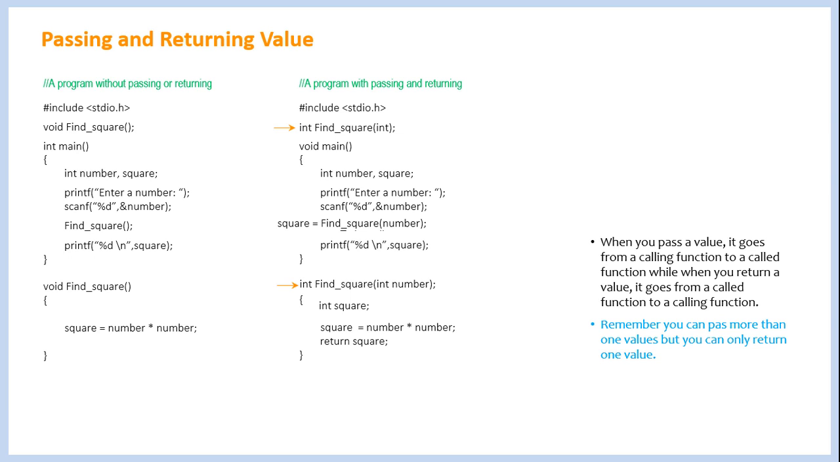Note, when you pass a value, it goes from the calling function to the called function, while when you return a value, it goes from the called function to the calling function. And remember, you can pass more than one value, but you can only return one value.